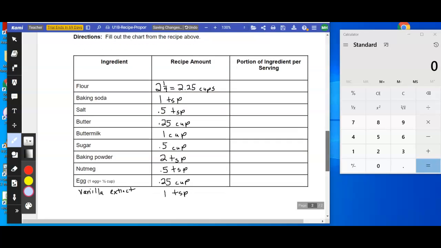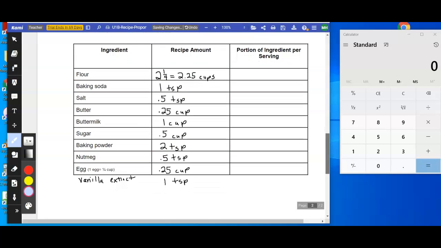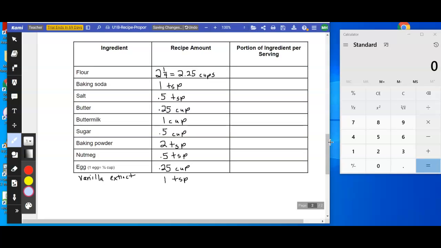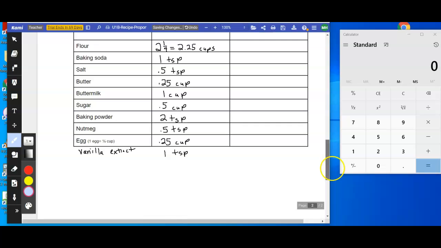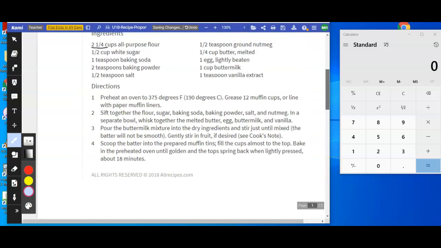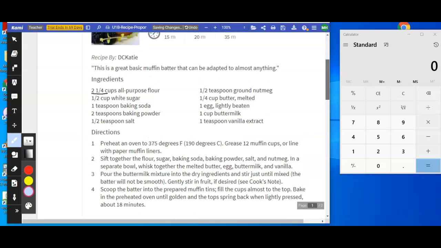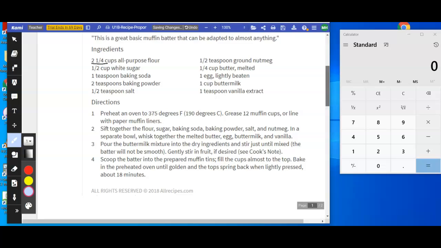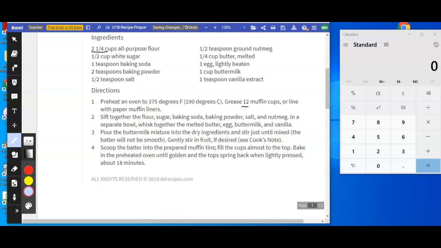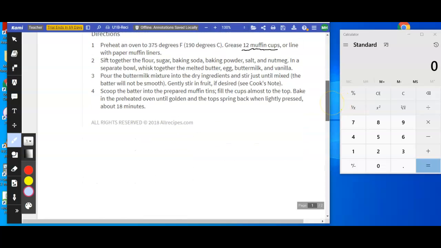A little bit later on, we're going to need to scale our recipes. So we need to know how much of each ingredient per serving. So you're going to look back at your recipe and see how many servings. In fact, you already should have that on your menu. You're going to see how many servings. Now this particular recipe doesn't really tell me how many servings up at the top. It doesn't say anything, but right here, if you're kind of observant, you'll see that you're greasing 12 muffin cups. So that's what we must have, is 12 muffins.